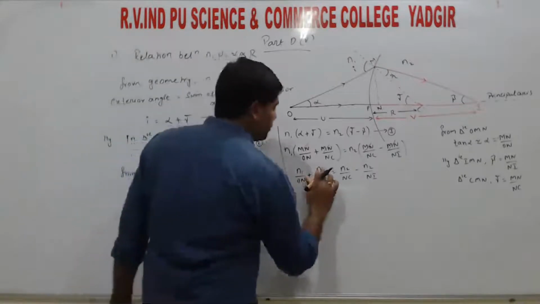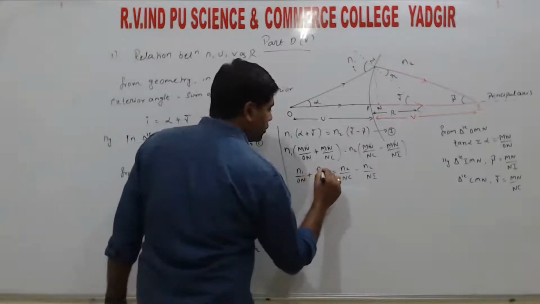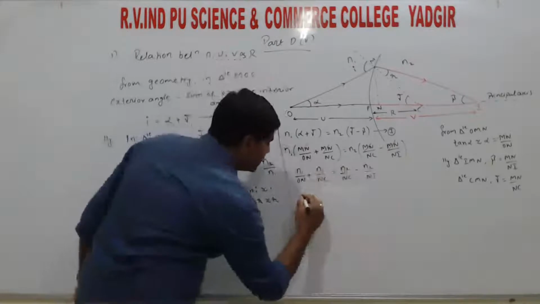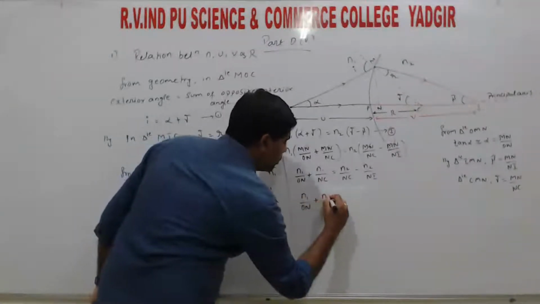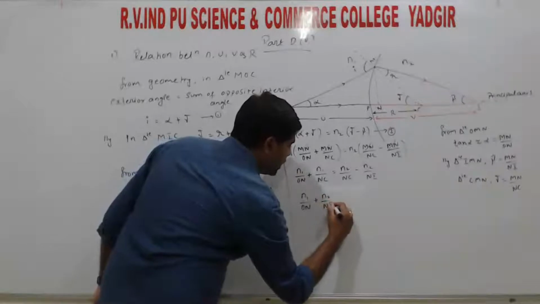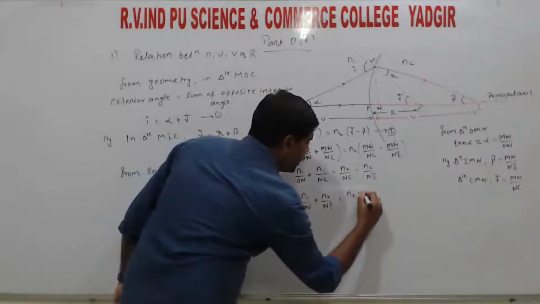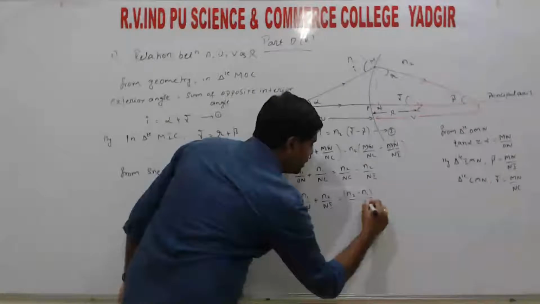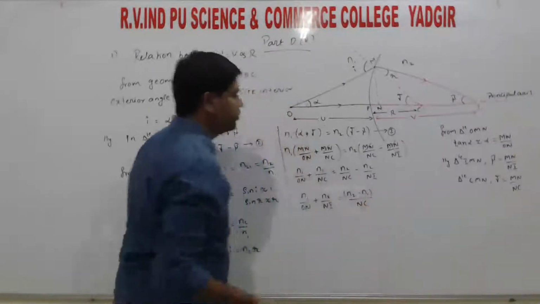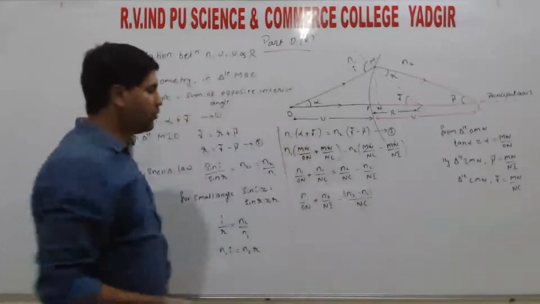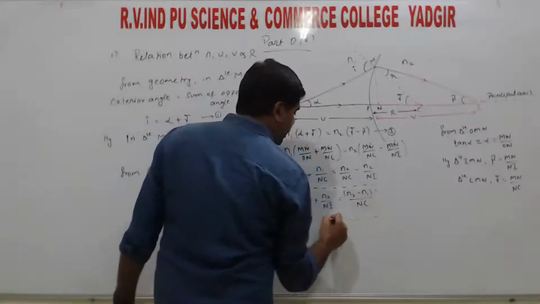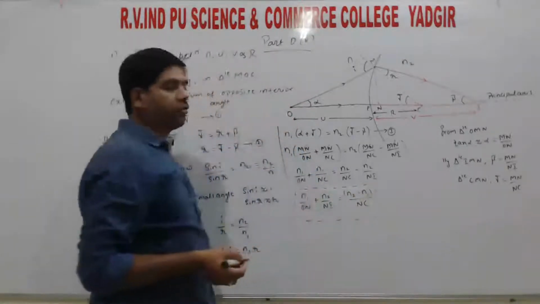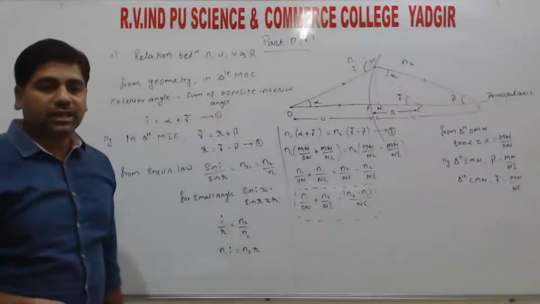So it is N1, right? So N2 left side shift ಮಾಡಿದ್ರೆ N1 by On plus N2 by Ni, that is equals to N2 minus N1 divided by Nc, right? So this is one more important relation. So ಈ relation ತುಂಬಾ important. By using this relation we are going to derive another relation, that is lens maker's formula.